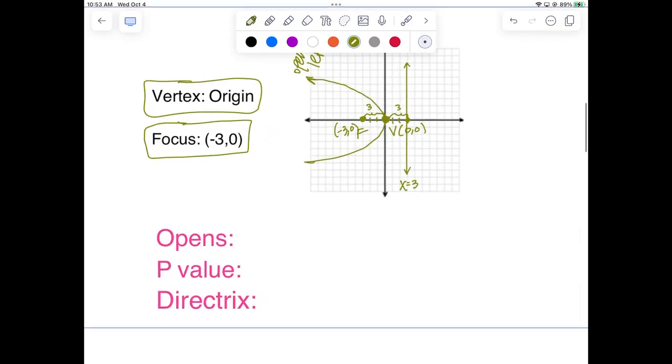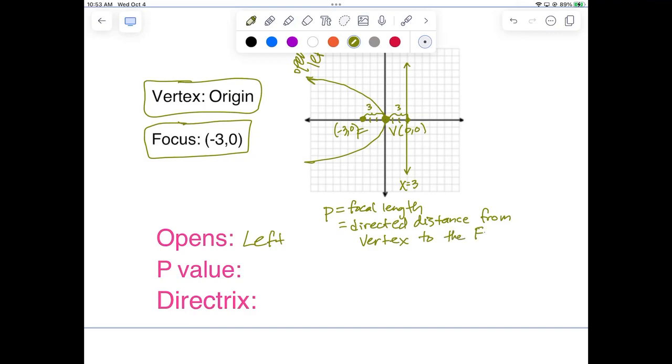Okay? So let's go ahead and answer these questions here. It opens left. Now the p-value, let's talk about the p-value. The p-value is not only the focal length, but it's also what we're going to call the directed distance. Very important. The directed distance from the vertex to the focus.